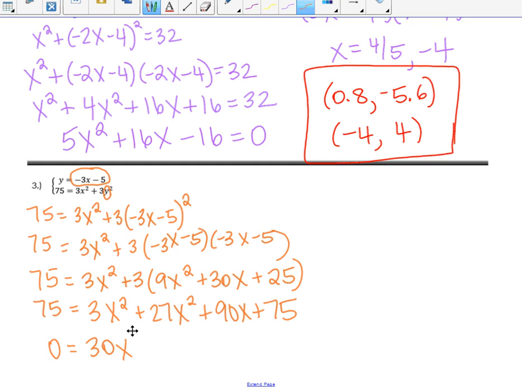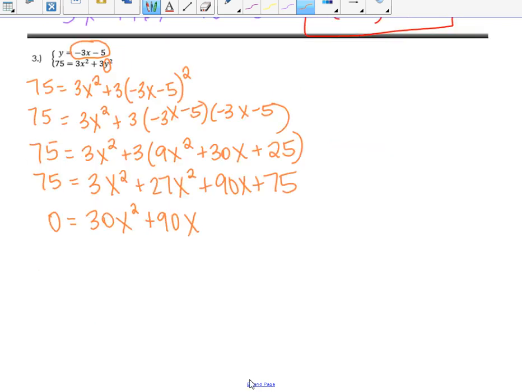30x squared plus 90x. And like I said, the 75's cancel because you're subtracting one from one side to the other. So our GCF here is 30x. Works out nice and pretty. You end up with x plus 3.